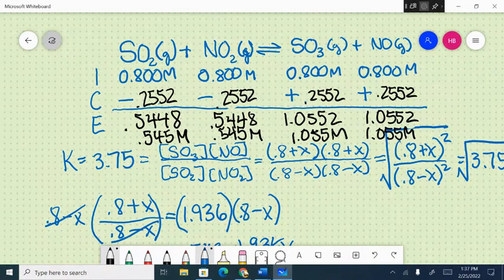So there's just a couple examples of 2 types of ice charts that you might be running into. One where you have to calculate K from the ice chart, or one where you're given K and you have to calculate the concentrations of reactants and products.